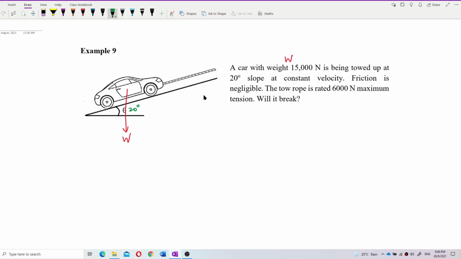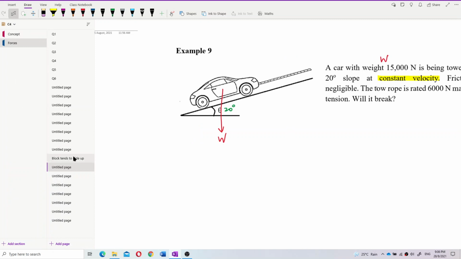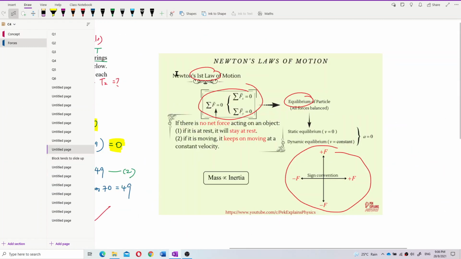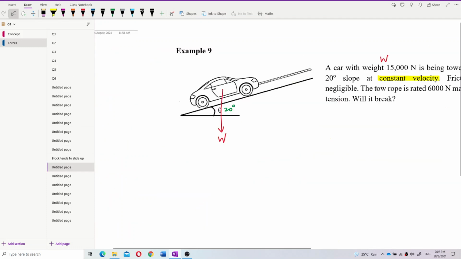At a constant velocity. This word is important. What does it mean by constant velocity? Do you remember Newton's first law? Newton's first law says that when velocity is constant, acceleration is 0. Acceleration 0 means total force equals 0, which is Newton's first law, which is equilibrium. So it's equilibrium for this case.